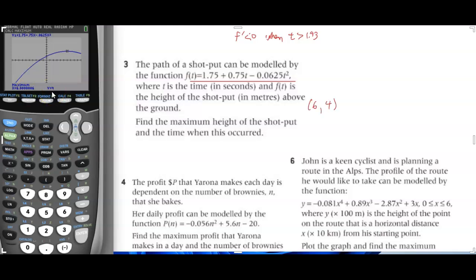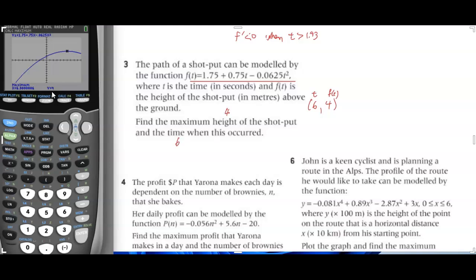Okay, so what's 6? 6 is the time that it happened, and 4 is the height. Okay, find the maximum height. So they want to know 4 and the time. Oh, they want to know both. So it's a good thing we wrote both down. So the time is 6, the height is 4.